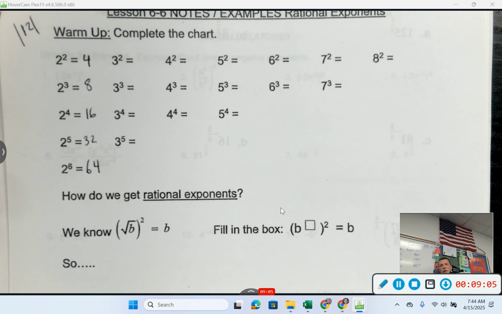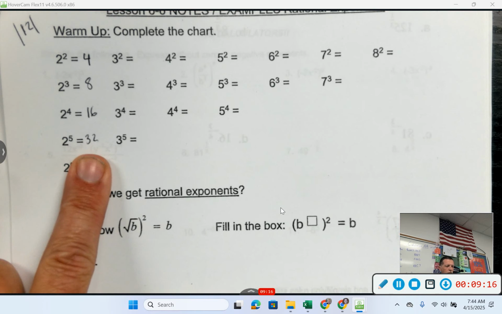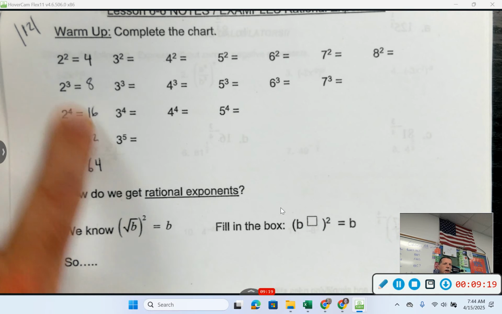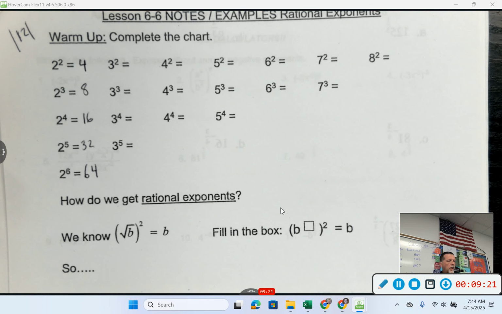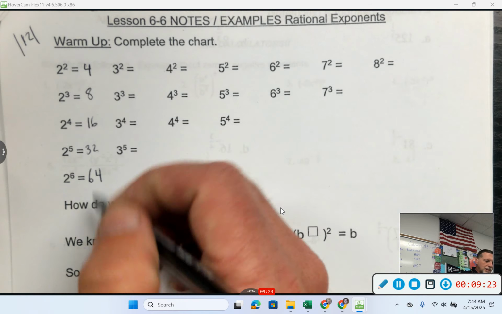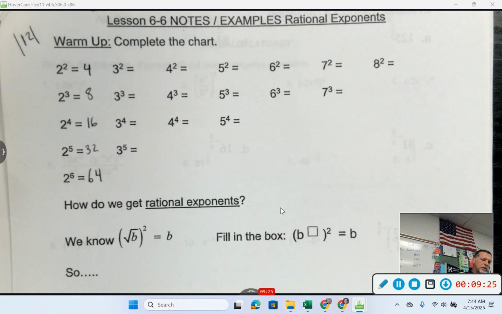So it's good to know those so that if you see the 5th root of 32, you're not sitting there thinking and counting and trying to figure it out. You're like, oh yeah, I know that 2 to the 5th is 32, so the 5th root of 32 is 2. So again, helpful numbers to know. You don't have to have it completely memorized, but at least recognizable.